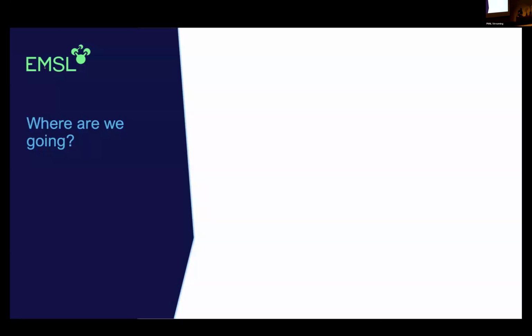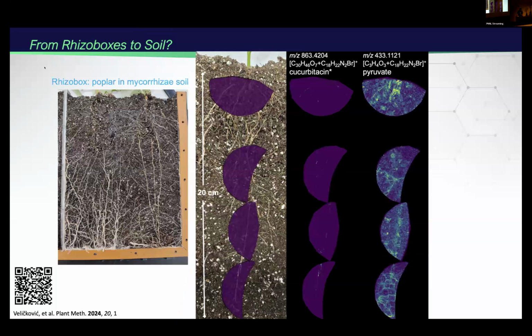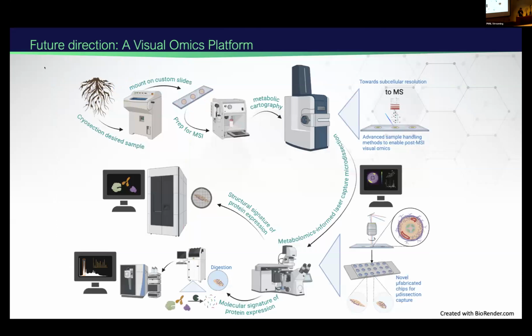So that's some recent successive examples. And where do we want to go? Well, Dushin gave this example of being able to image in rhizoboxes. Well, can we use the same technology that we're using there and do it directly within soil? So that's one idea. And this is sort of a larger scale idea that we have of a visual omics platform. Can we take a sample, a plant root or a piece of soil?